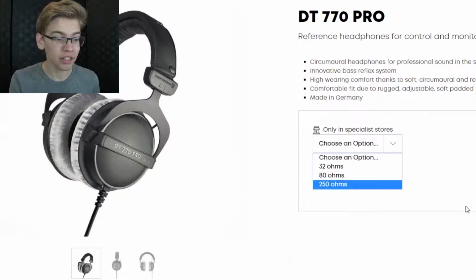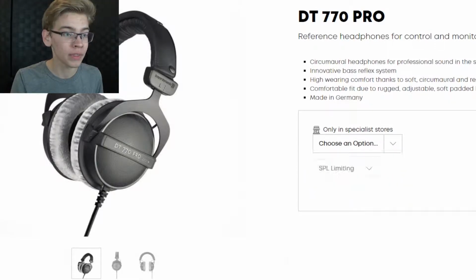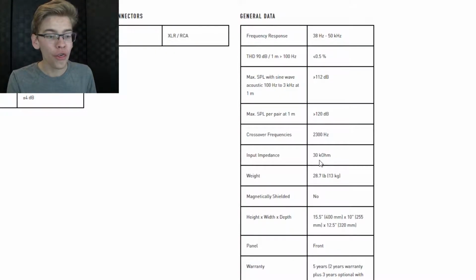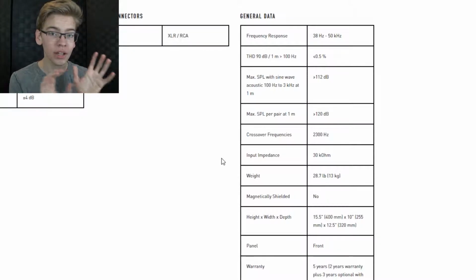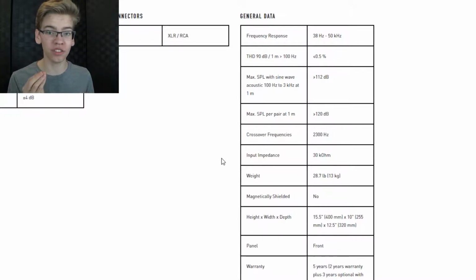Here's a Beyerdynamic set of headphones, and you can see it goes up to 250 ohms. And then even crazier is this speaker right here. This one has 30,000 ohms. That's absurd. And so what that means is it takes so much more power to get it through that your computer or your phone doesn't have the power to push the sound to those speakers. So that's where amps come into play.